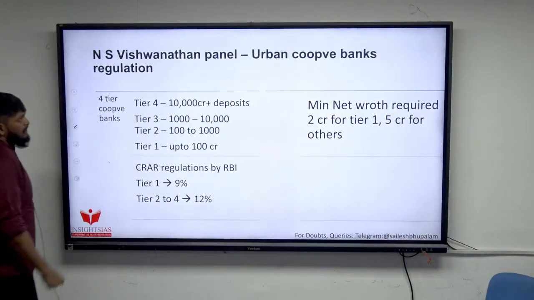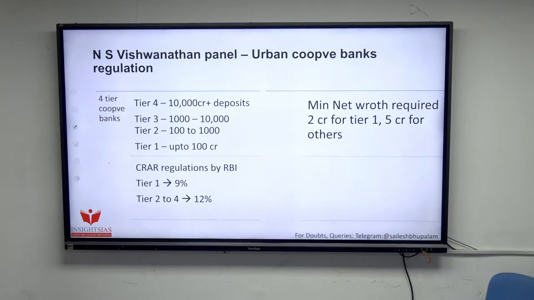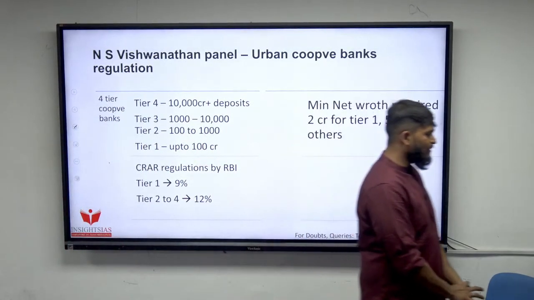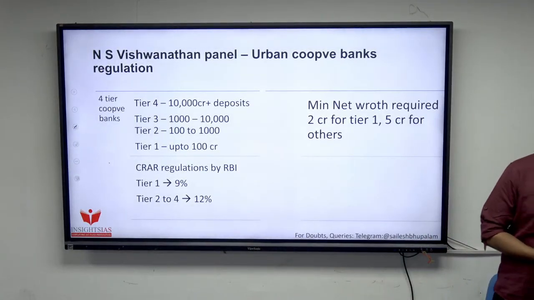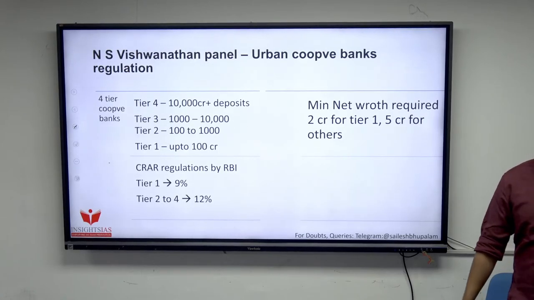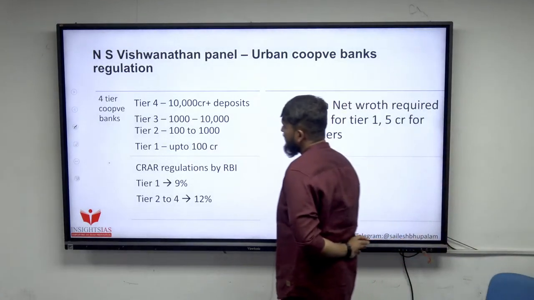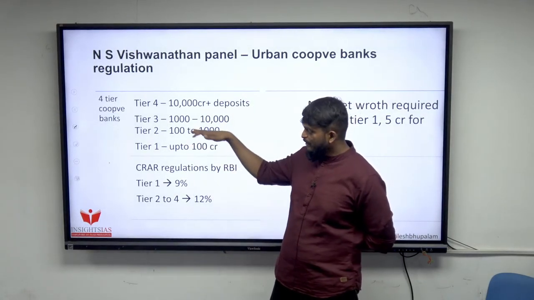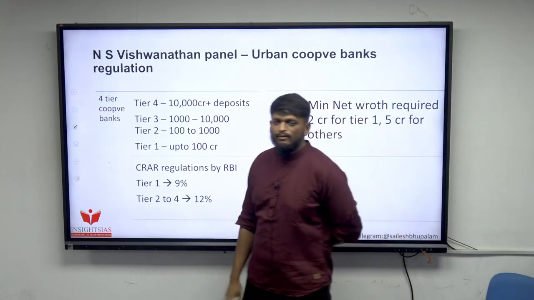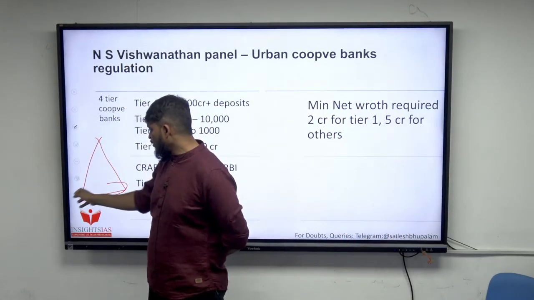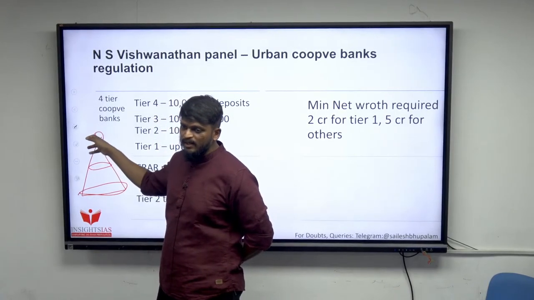Okay, coming to the NS Vishwanathan panel, with regard to urban cooperative banks, it has given some recommendations. For regulation of these cooperative banks, they have created a four-tier structure. Four-tier means we will classify the existing urban cooperative banks into four tiers. Everybody probably knows now how a cooperative works. We have already seen how a company works. There are shareholders, a board of directors, and management, that is the CEO.